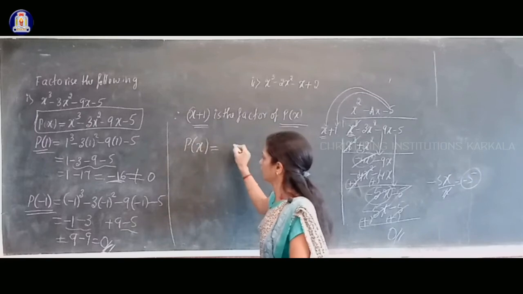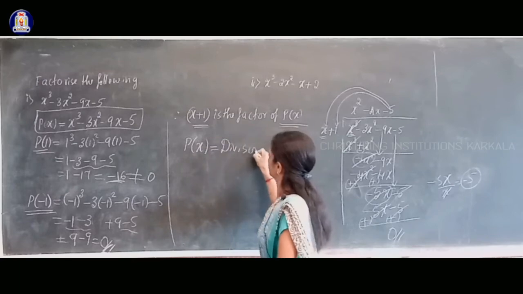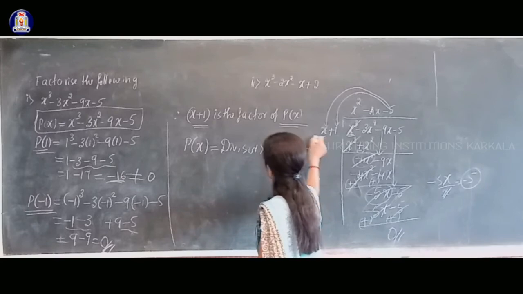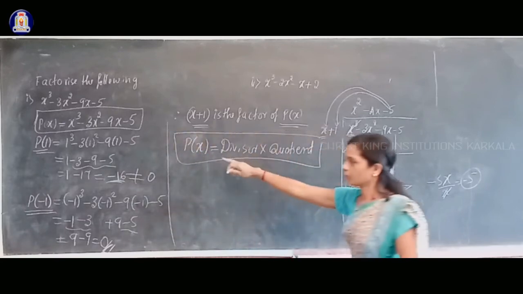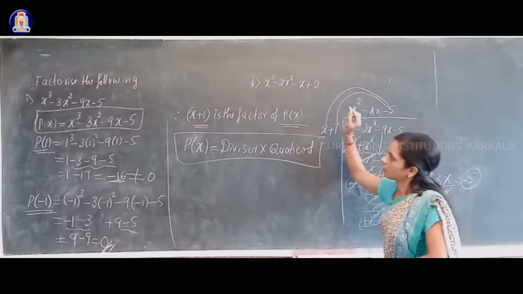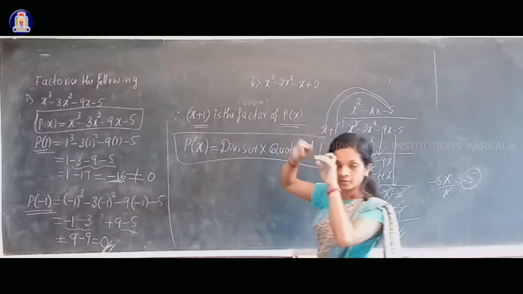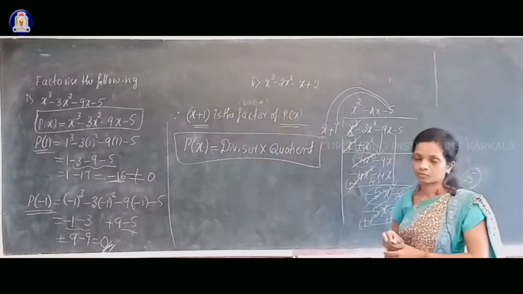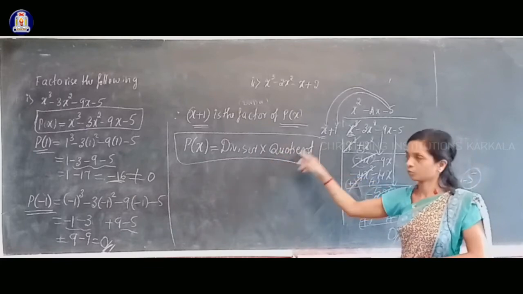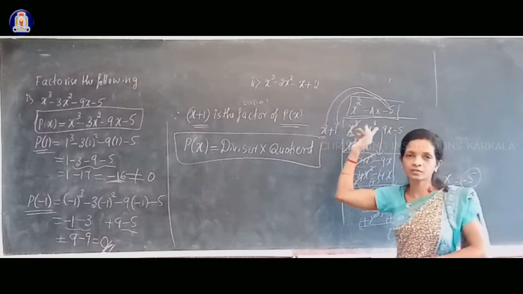P of x is equal to divisor into quotient. Okay, after dividing p of x by the factor, that factor is now divisor. Okay, this is a factor, or it is also called a divisor. Okay, divisor, we write that outside. Okay, and you have to write p of x as a divisor into quotient. Quotient is where that is here. Okay, this place what you got, that is a quotient.